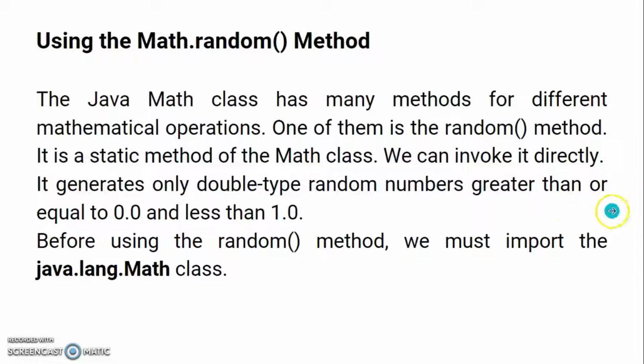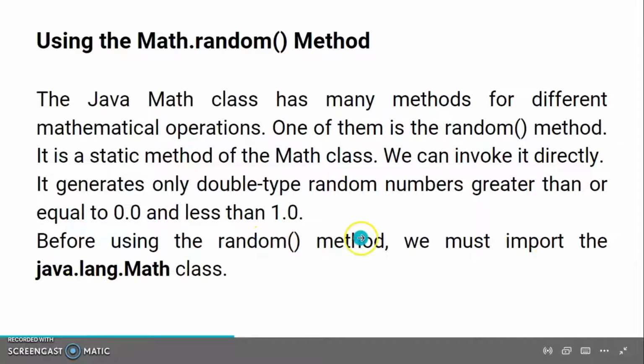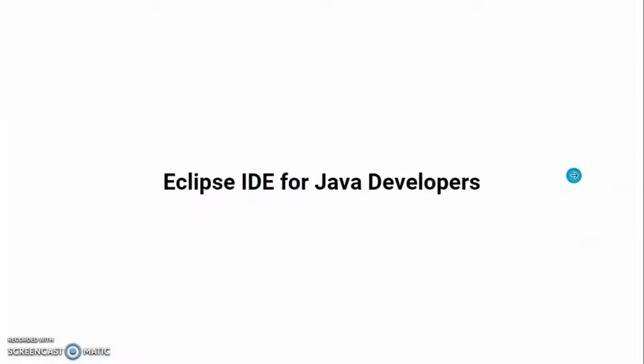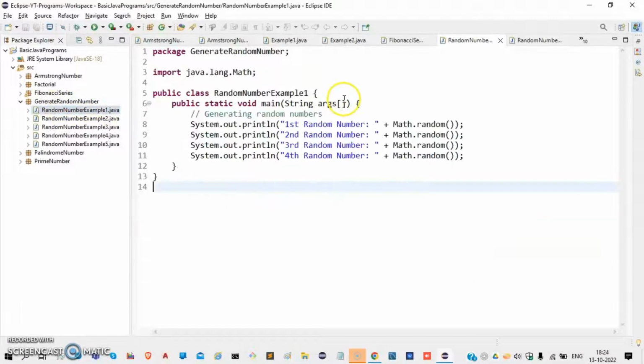I'll show you the program, and it is very important to note that it generates only double type random numbers greater than or equal to 0.0 and less than 1.0, and to use the random method, we must import the java.lang.Math class. Okay, let's quickly jump to the Eclipse IDE.